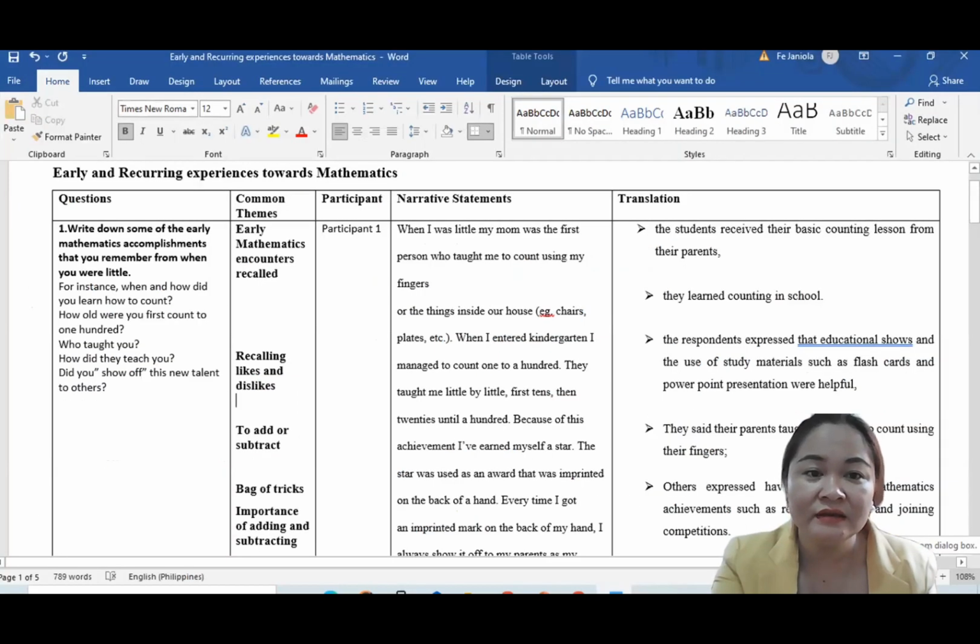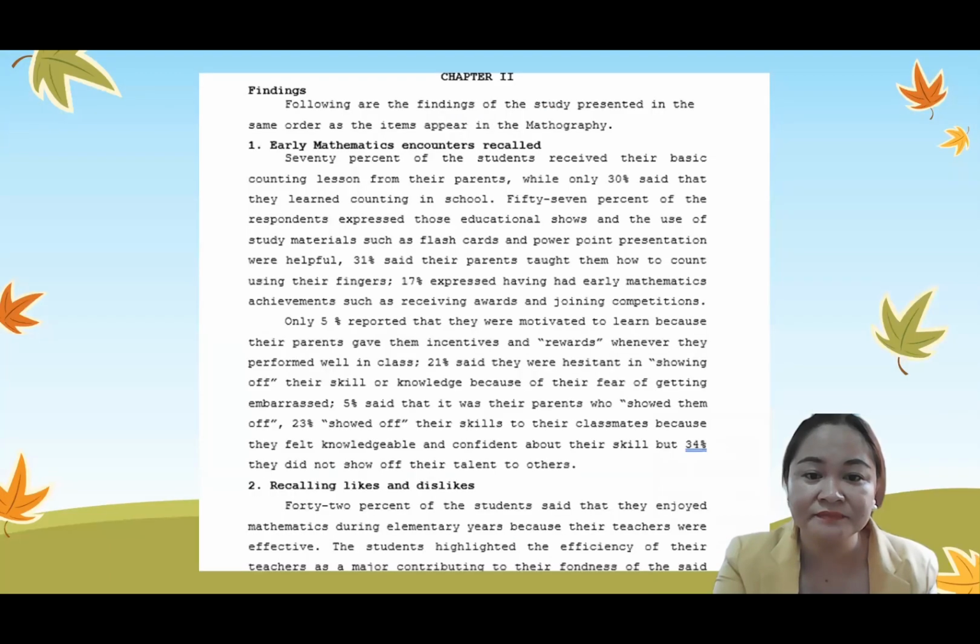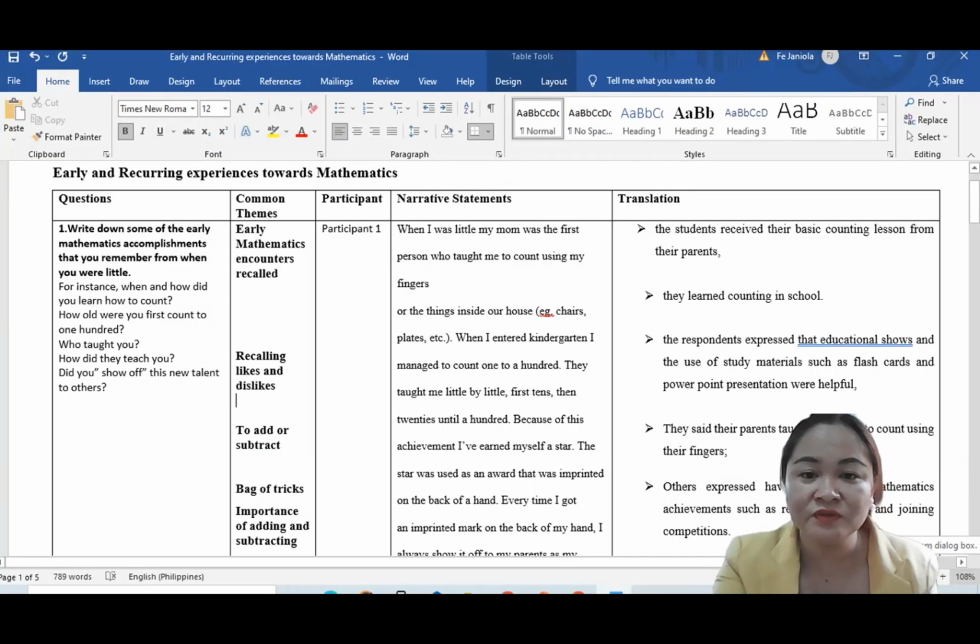And then this one, this is the last part. After I have this one, this is your guide. So if you have already your common themes, you can create your findings and then come up with a conclusion. So this is only for the first question that I have. I have 12 questions for this research. So this is for the first question. I created 5 common themes for the first question. So early math encounter recall, then recalling likes and dislikes, to add and subtract, bag of tricks, importance of adding and subtracting.